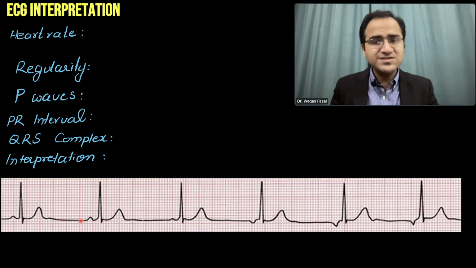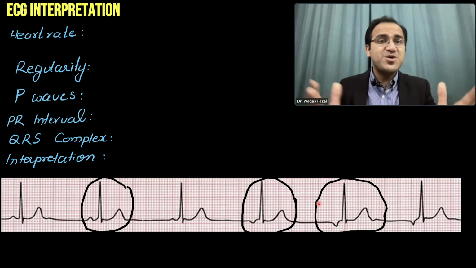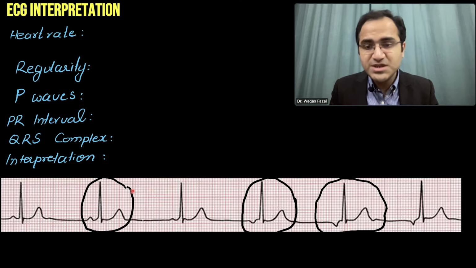Now coming to the answers. If you focus on the P waves, you will see that this P wave is different from this P wave. This P wave is inverted, and if you differentiate it from this one, this is a different P wave. So there are 3 different morphologies of the P waves, and if you calculate the heart rate, from 1, 2, 3, 4, 5 large boxes, more than 5 large boxes.